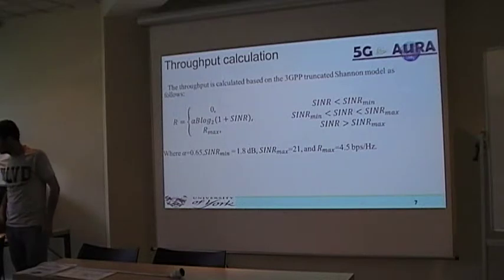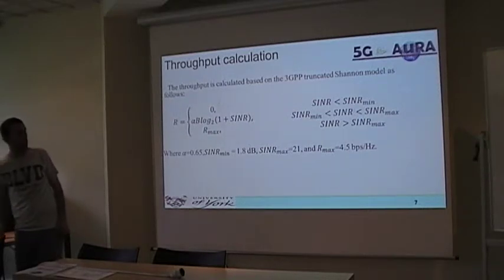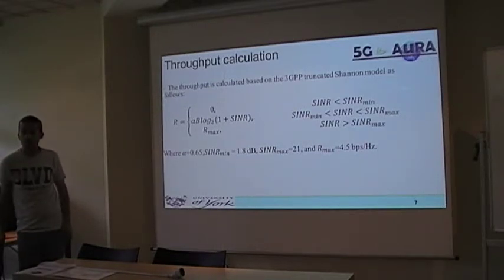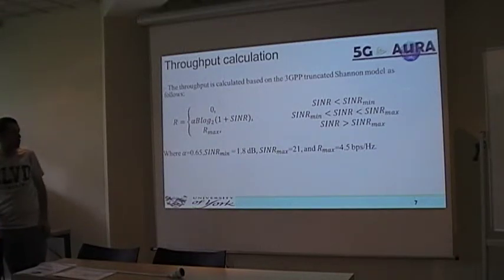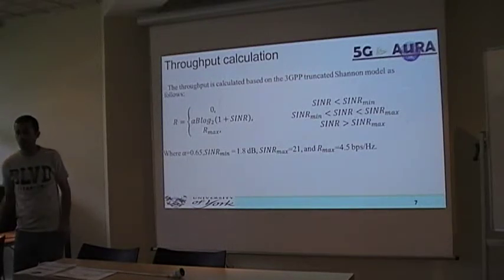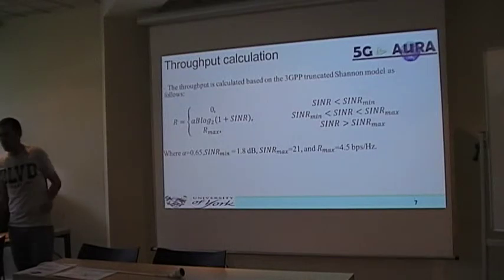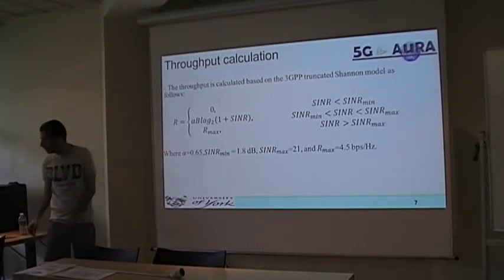The throughput calculation is based on the 3GPP truncated channel model, where a user receives zero throughput if the SINR is less than 1.8 dB, and it receives a throughput of 4.5 bits per second if the SINR is greater than 21 dB. Otherwise, it is based on this middle equation.